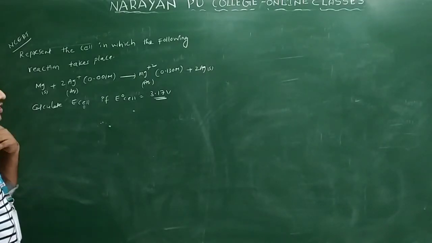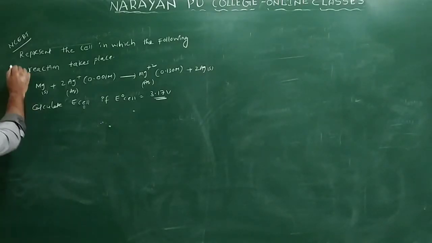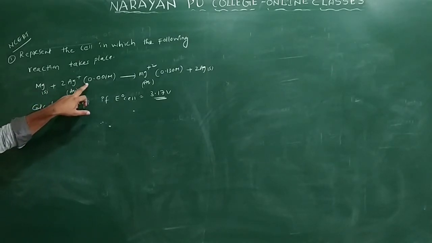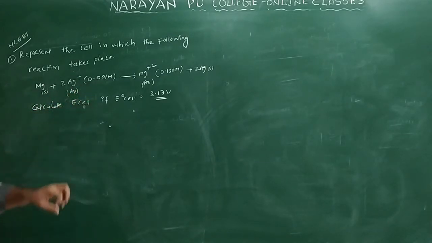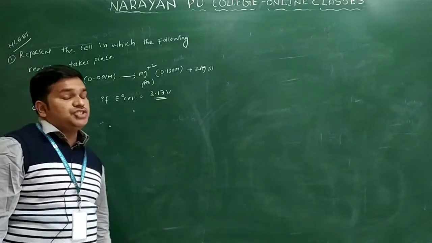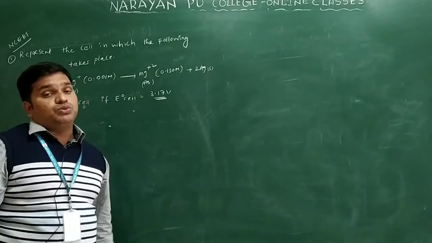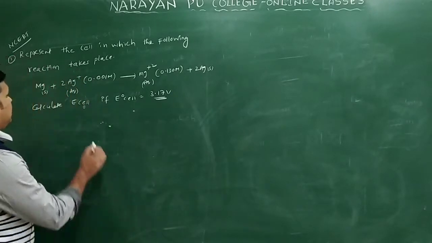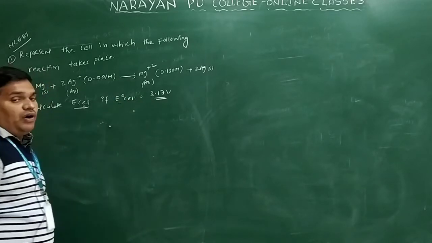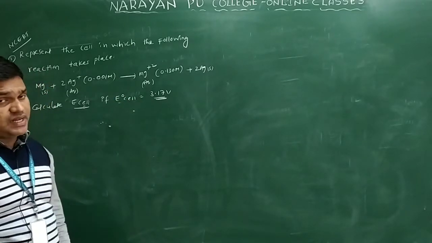Let us see this question. This is the NCERT question only. Represent the cell in which the following reaction takes place. They gave one cell reaction: magnesium plus 2 Ag plus, the concentration of Ag plus is 0.0001, gives rise to Mg plus 2 with concentration 0.130, plus 2 Ag only. They are asking to calculate E cell if E naught cell is given as 3.17 volts only.